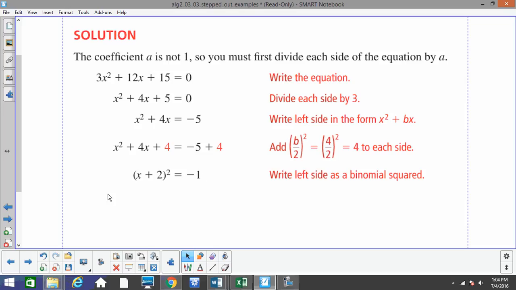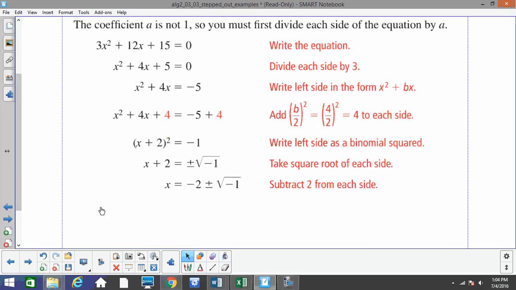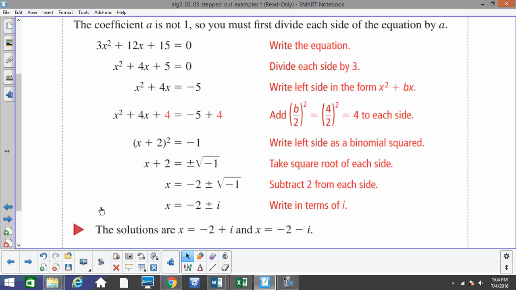Ooh, I'm starting to think we might have a complex number. Subtract 2. Take the square root of -1. That's really just i. -2 plus or minus i.